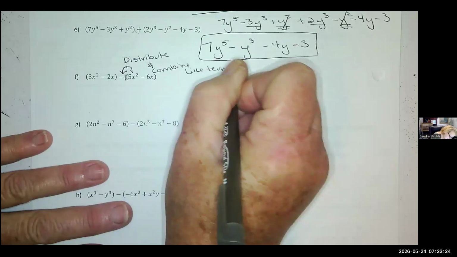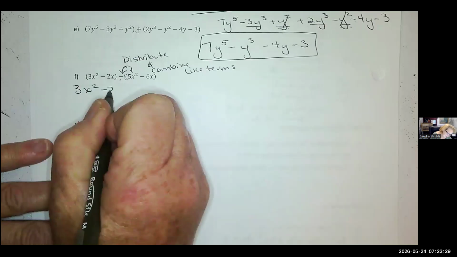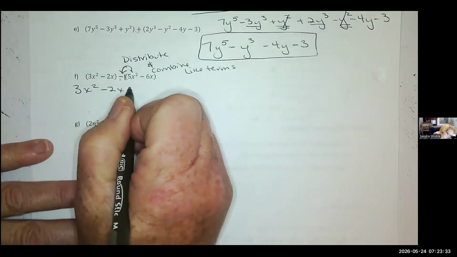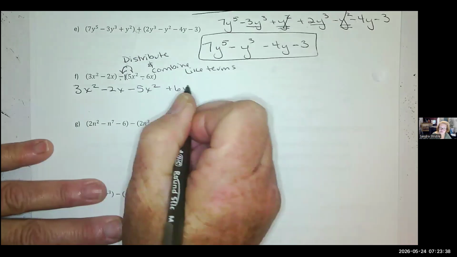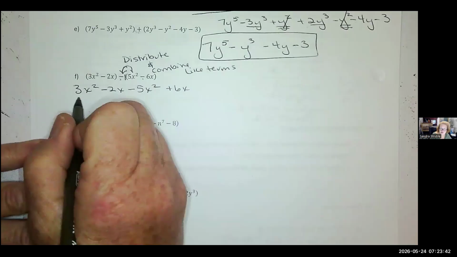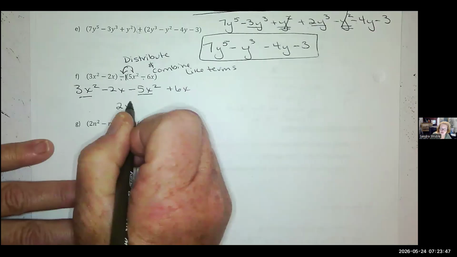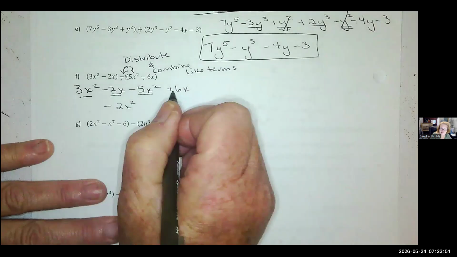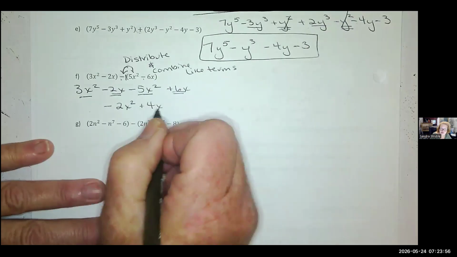So I'm going to bring this one down. And then I'm going to distribute the negative. A negative times a positive is a negative 5x squared. A negative times a negative is a positive 6x. Now that I've distributed it, I can combine like terms. 3x squared minus 5x squared is, you subtract them and take the sign of the larger number. Negative 2x plus 6x, well, 6 minus 2 is positive 4x. You got a binomial out of that, the degree of 2.